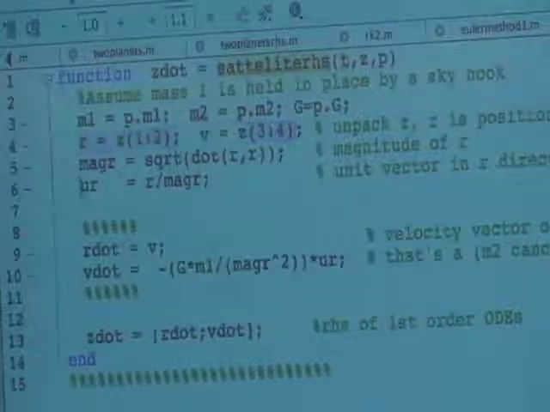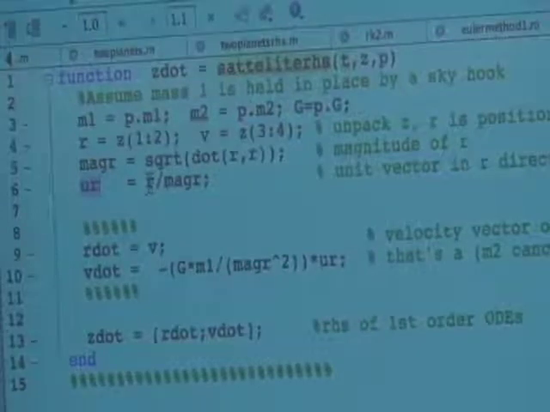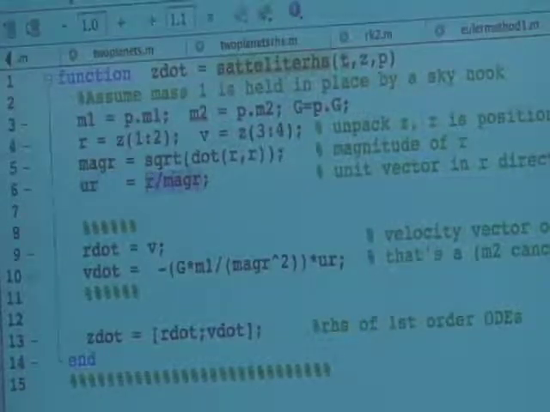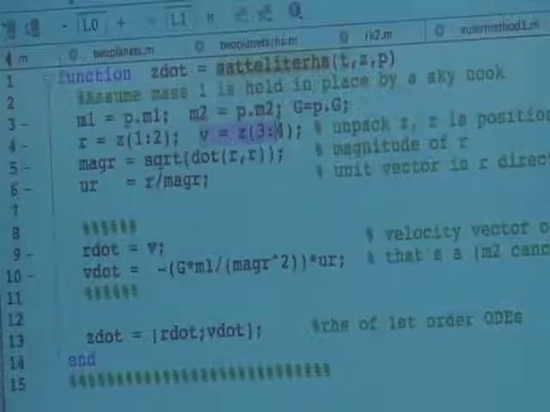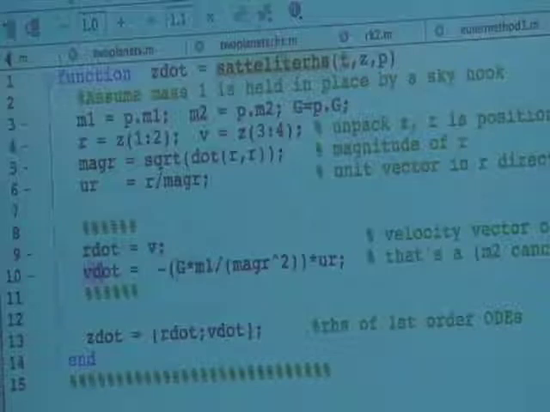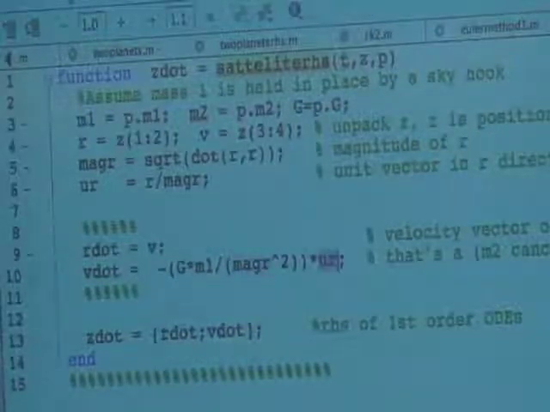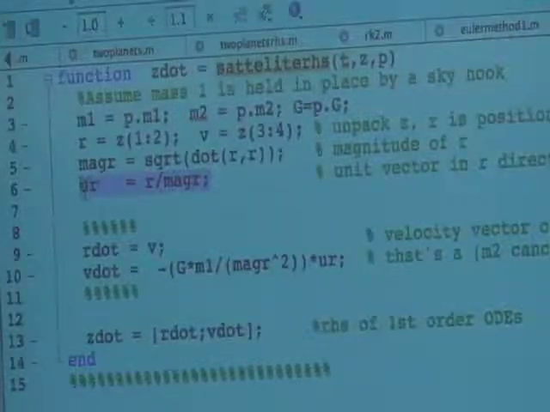We calculated a unit vector. This was a list of 2 numbers in MATLAB. We calculated an r dot. This came from v, but v itself was a list of 2 numbers. So here's 2 numbers. We calculated v dot. It had the scalar, scalar, scalar multiplied by ur, but ur was a vector divided by a scalar. Vector in this case is 2 components.